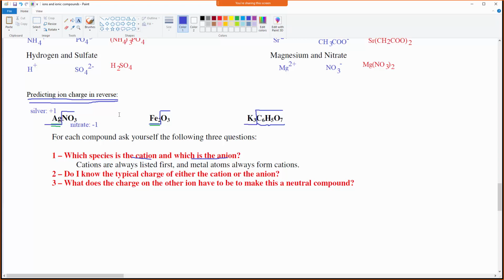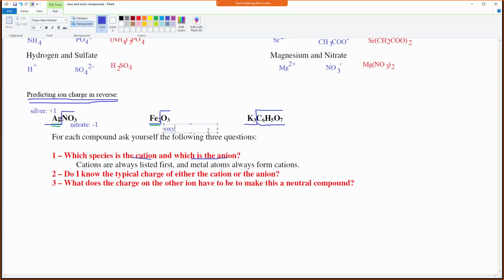We're going to be little detectives here, little ion detectives, and deduce. Okay, so for this one, we determined that the Fe atom was going to be the cation, and the oxygen is going to be the anion. And as far as typical charges, we don't know iron because it's a transition metal, but we should know the typical charge on oxygen. What should the charge on oxygen be as a main group ion? Nicole got it, -2. The oxygen ion has a charge of -2.